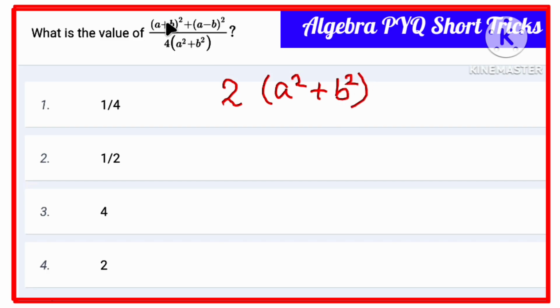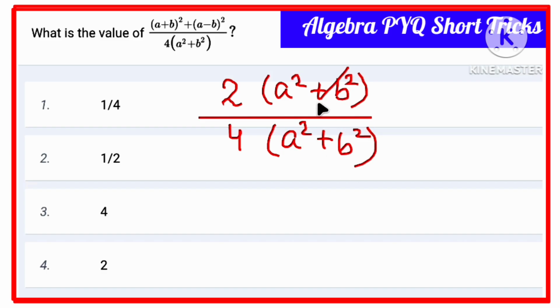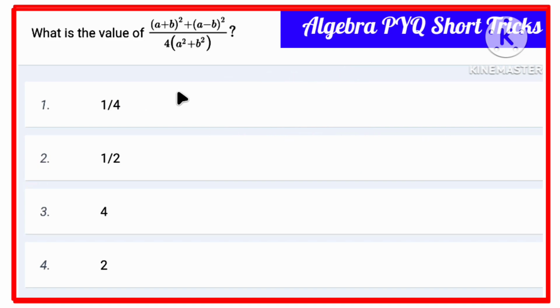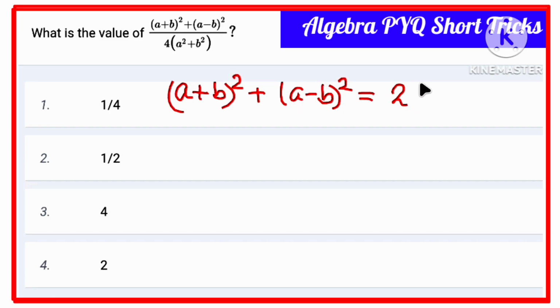So instead of this, we can directly write this divided by, here it is given, 4 multiplied by a square plus b square. So you can directly cancel this, and here 2 divided by 4 gives you 1 by 2. So option number 2 will be our correct answer. And my dear students, here I have shared with you that a plus b the whole square plus a minus b the whole square is equal to 2 multiplied by a square plus b square.